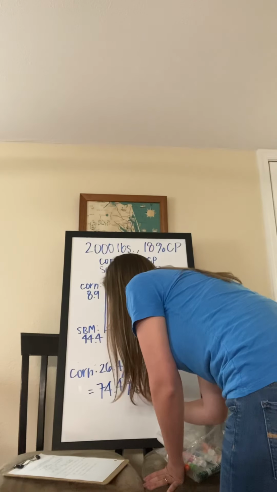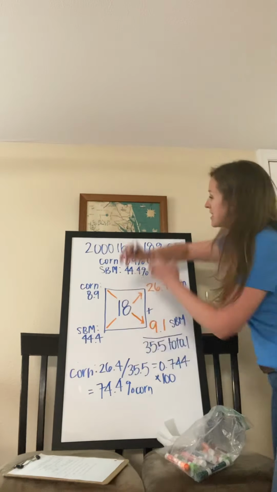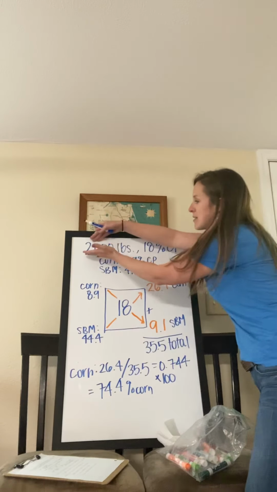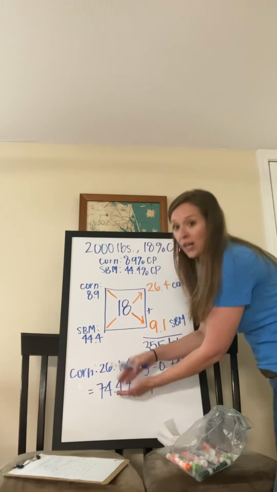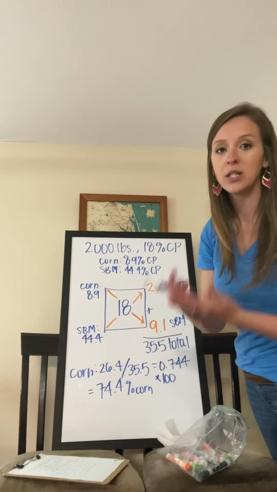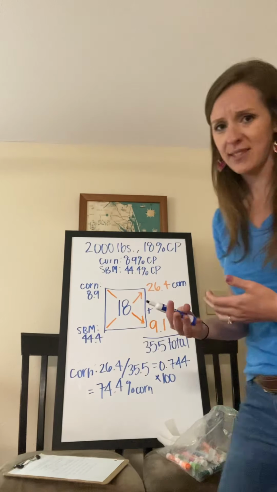74.4% corn, all right? So what that's telling us is when we get to this 2,000 pounds, 74.4% of that total feed ration is going to be corn, okay? So that's kind of all that that's telling us there.